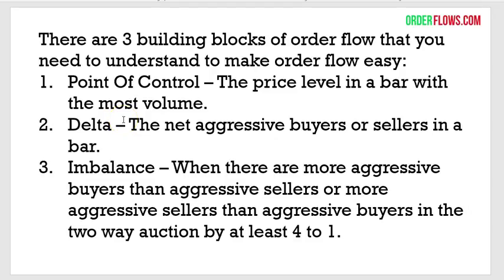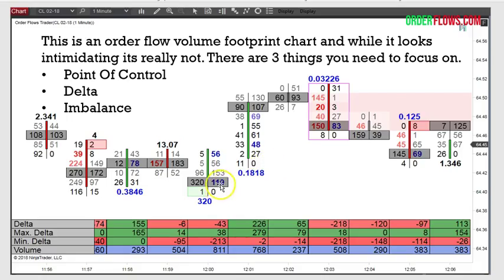Point of control, simple. The price level in a bar with the most volume. And why is that important? Because as markets start to move, that will often become your support level for the next bar or your resistance level for the next bar.